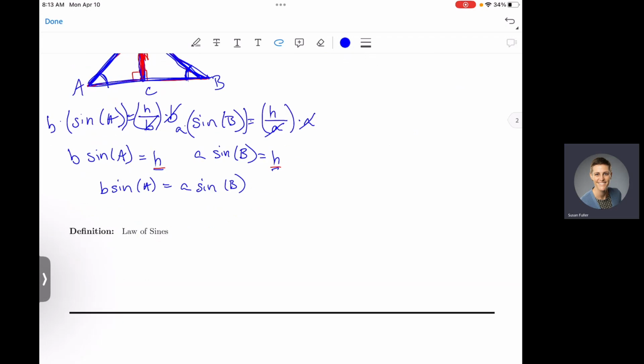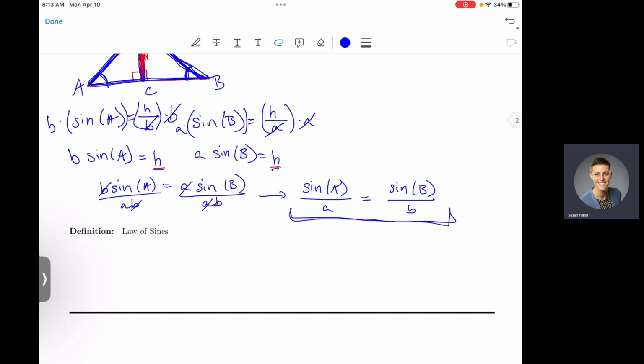Now, this is technically the law of sines. To make this look a little different, if you divide both sides here by ab, the b's cancel on the left, and we're going to have the sine of angle A over side a is equal to the sine of angle B over side b. This is what the law of sines says.